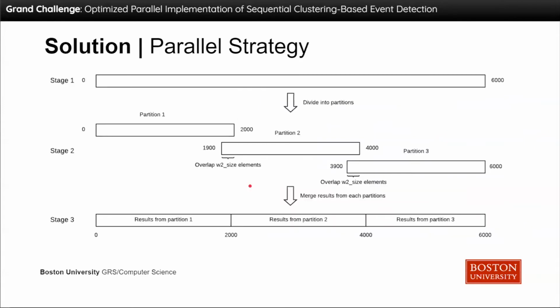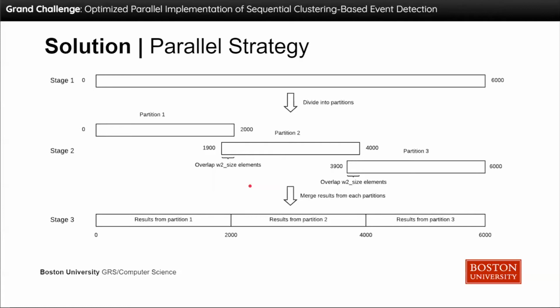Let me introduce our parallel strategy in detail. This figure shows our parallel strategy. Stage 1 represents the pre-processed data stream. It is waiting to be processed in parallel. Our strategy divides the stage 1 data stream into 2,000-sized partitions, and the adjacent partitions overlap each other. The overlapping part contains 100 elements. Next, we execute the naive algorithm on each partition and generate results.